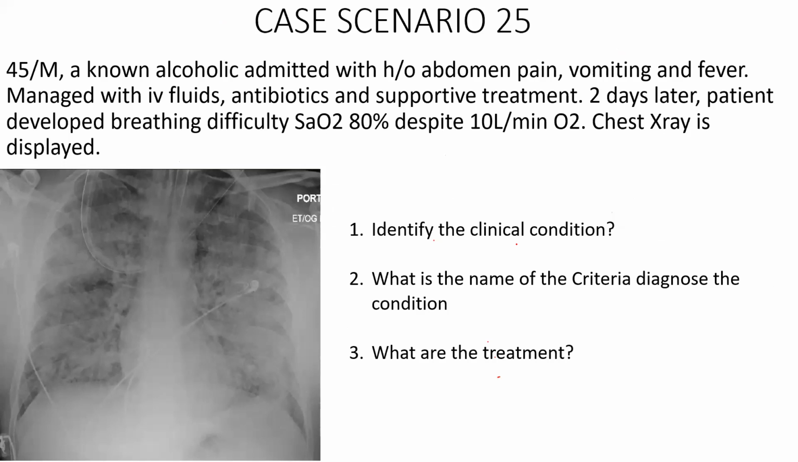Sir, is this ARDS, acute respiratory distress? Yes, this is ARDS. Perfect. What is the name of the criteria to diagnose this condition? Berlin criteria. Okay, good. There are two criteria: the American-European Consensus criteria, and the second is the Berlin definition or Berlin criteria. Excellent. I hope you all know what the Berlin criteria is.